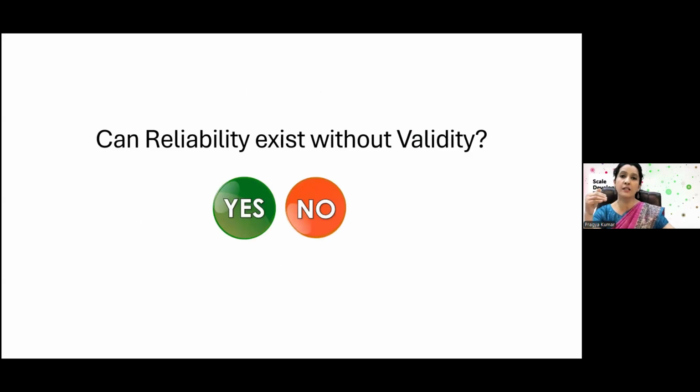The similar is the concept with the scale. The item which you have generated might be a very reliable one, meaning they all are measuring the same construct, but it may not be the construct which you have defined or which you have thought of. So that's the difference between validity and reliability. That's why reliability studies are done before checking the validity.